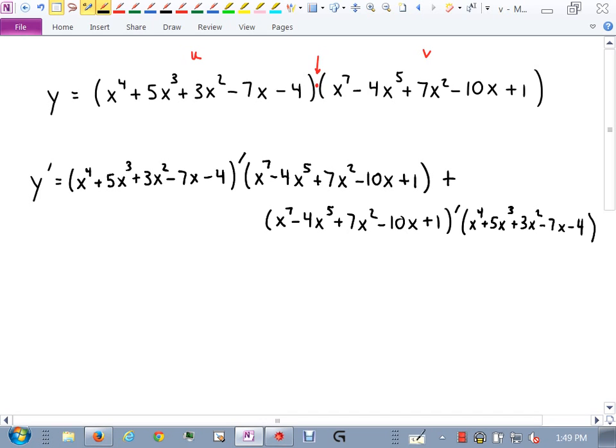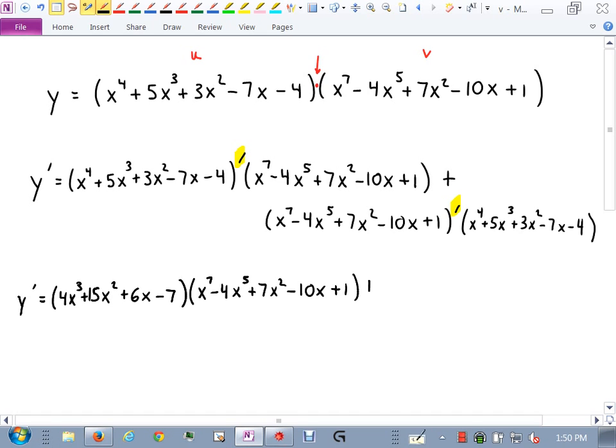You don't have to write this step, all right? You could, if you wanted to, just go straight to taking that derivative and putting it there. Should I highlight the fact that these are the derivatives right there? Yeah. All right, so our answer will be, what's the derivative of that first parentheses there? 4x cubed plus 15x squared, plus 6x, minus 7. And that's it, right? Then times x to the 7th minus 4x to the 5th plus 7x squared minus 10x plus 1.